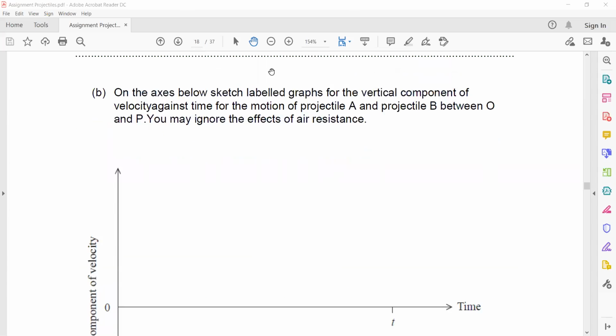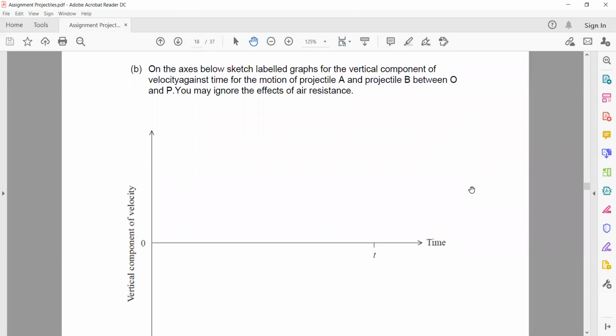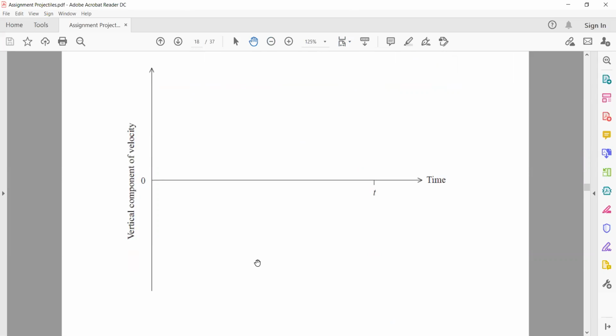And in the next part, on the axis below, sketch a graph for the vertical component of the velocity against time for the motion of projectile A and projectile B between O and P. You may ignore air resistance. The vertical motion is affected by the gravitational force, the acceleration due to gravity. Acceleration due to gravity is constant, so the velocity will have a constant rate of change.